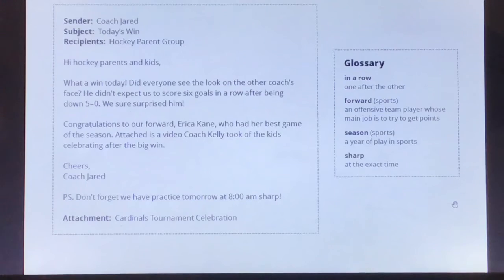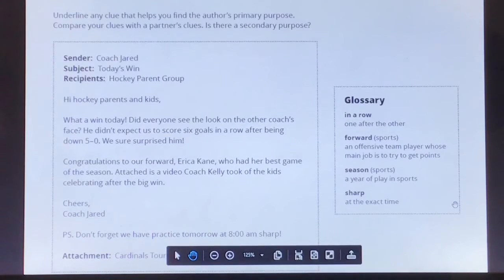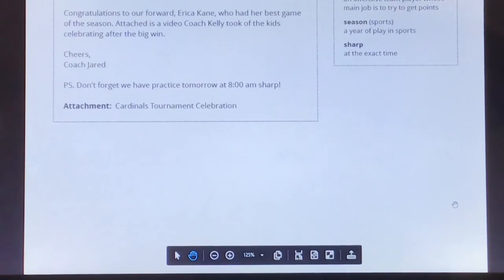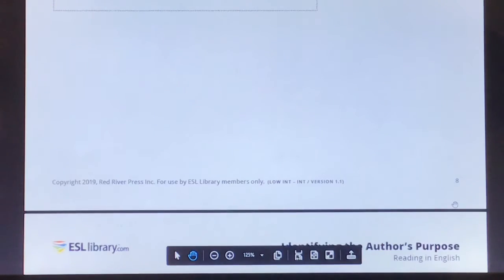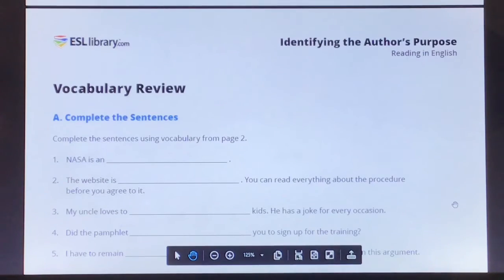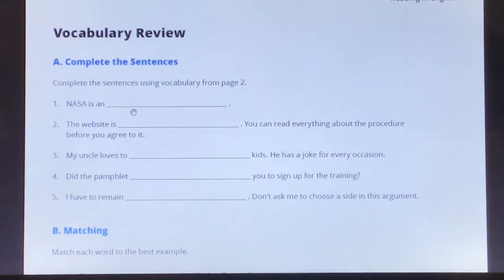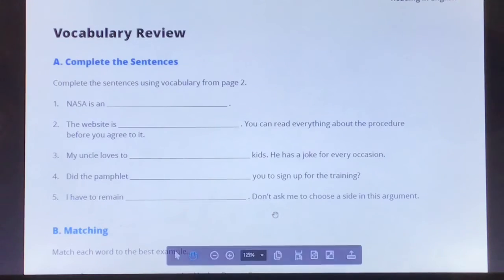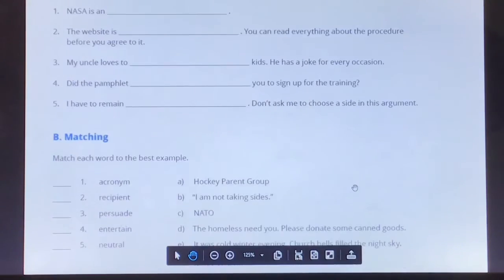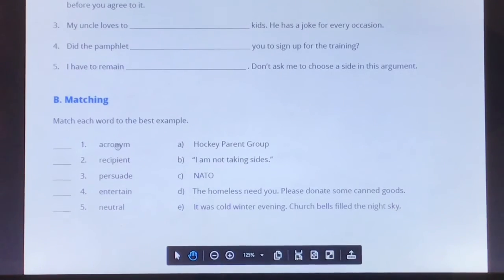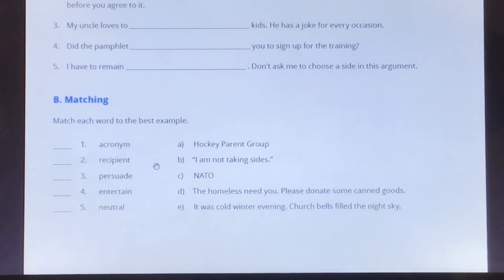Sharp. So do you think it's to persuade you of something, to entertain you, or to inform you of some information? All right, so now in this next section, vocabulary review, you're going to go back to those vocabulary words we did in the beginning, and you're going to finish the sentence with the right vocabulary word. And on this section, matching, you're going to match the word with an example.